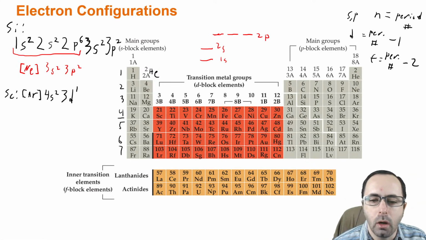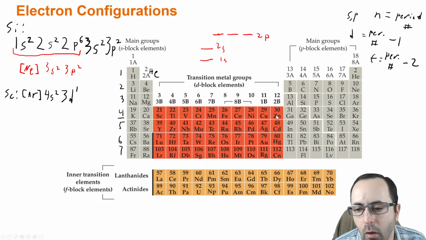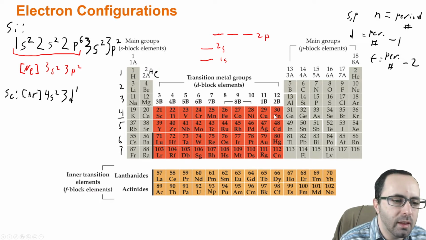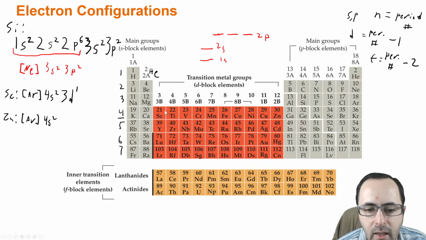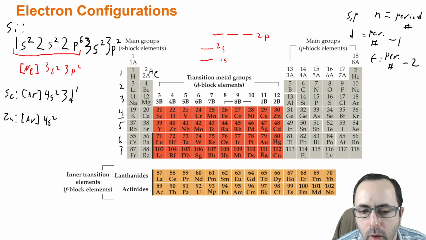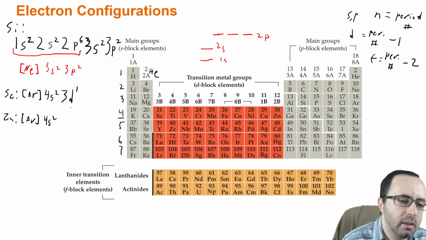As we go across this area, we're going to have more and more electrons filling this up. If we get all the way to the end with zinc here, it will be argon 4s2, and then 3d, counting 1, 2, 3, 4, 5, 6, 7, 8, 9, 10: 3d10.